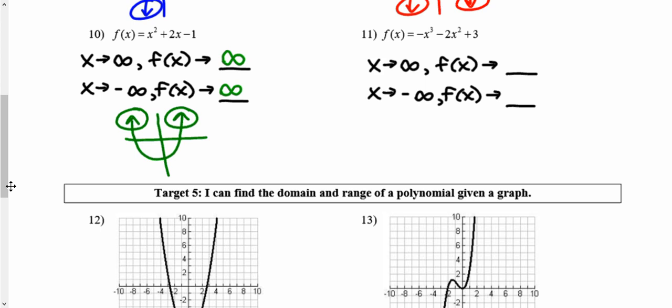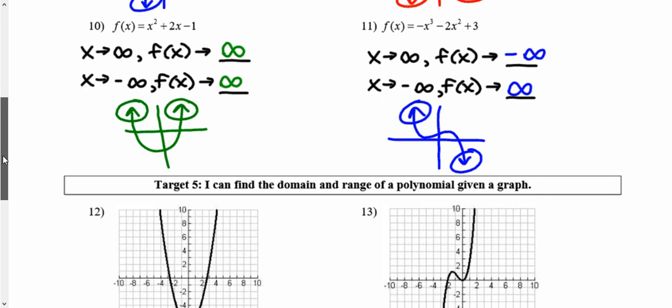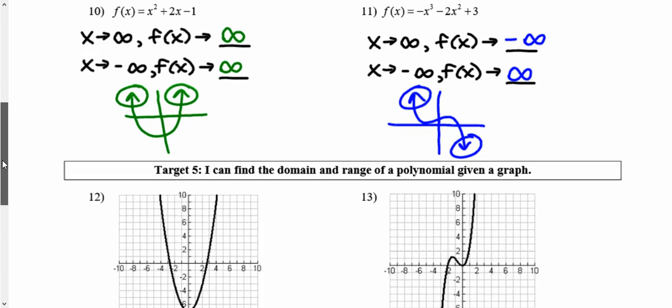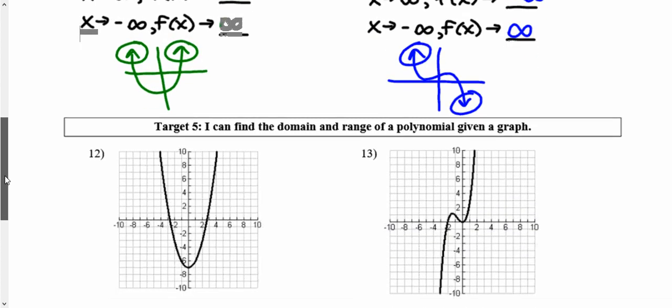And now we have a cubic again with a negative leading coefficient. So this is going to be a squiggle, but it's going to be a downward squiggle. So on the right side, the end is pointing down, negative infinity. On the left side, the end is pointing up, positive infinity. And that is your end behavior if you're given an equation. If you're given a graph, it's much easier because you don't even have to sketch anything. Just look to the right and left.